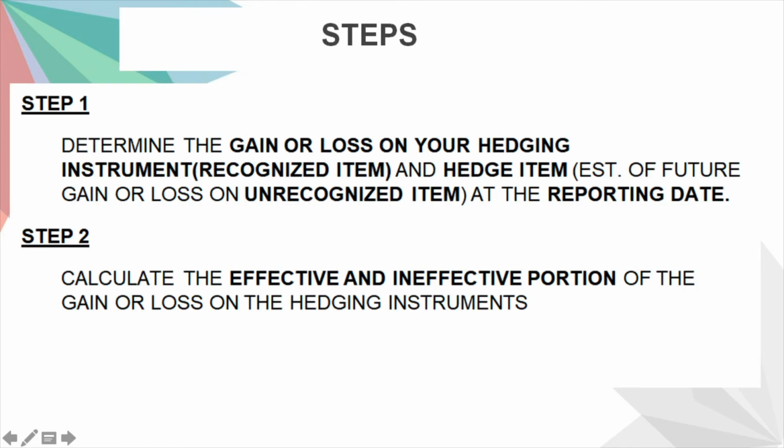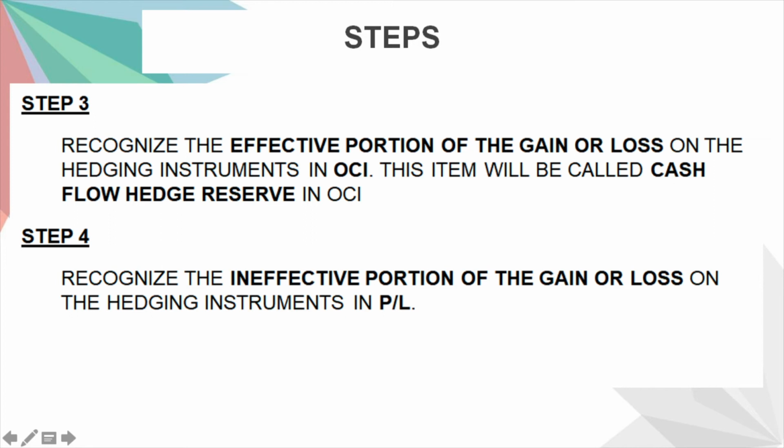Okay, for the steps, we have 5 steps. Step 1 is to determine the gain or loss on the hedging instrument, the recognized item and the hedged item, and the expected future gain or loss on the unrecognized item at the reporting date. Step 2 is to recalculate the effective and ineffective portion of the gain or loss on the hedging instrument. Step 3 is to recognize the effective portion of the gain or loss on the hedging instrument in other comprehensive income. This item will be called the cash flow hedge reserve in other comprehensive income. Step 4, recognize the ineffective portion of the gain or loss on the hedging instrument in profit and loss.